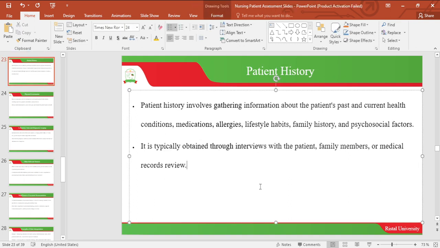Let's look at patient history in detail. Patient history involves gathering information about the patient's past and current health conditions, medications, allergies, lifestyle habits, family history, and psychosocial factors. Patient history is typically obtained through interviews with the patient, family members, or medical record review.